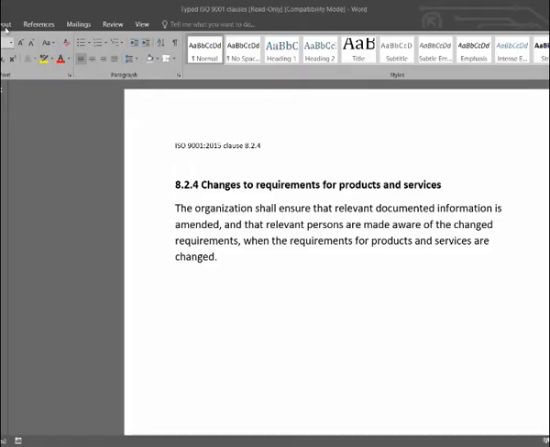Can you see? Okay, thank you. 8.2.4, which is an extract from the ISO standard. So there is a title: changes to requirements for products and services.